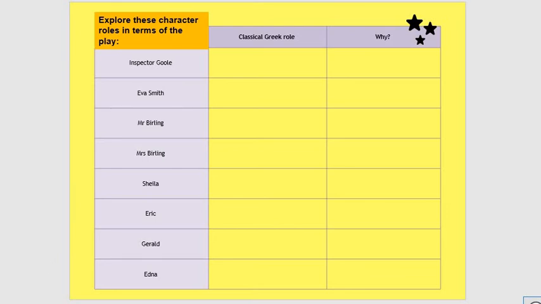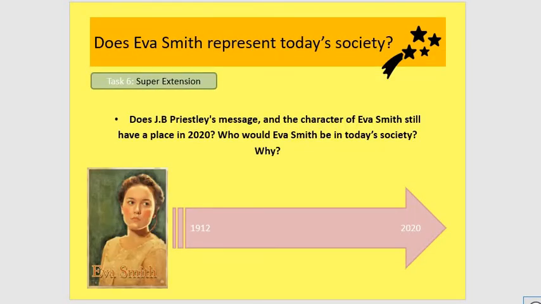Now once you finish that, if you fancy doing something else, you've got a super extension task, which is task 6. I can add as well, if you don't want to do task 5 but you fancy task 6, just do that. You don't have to do all of them. You don't have to do task 5 to do task 6, but either of these are extension tasks. Ideally do both. That would be wonderful.